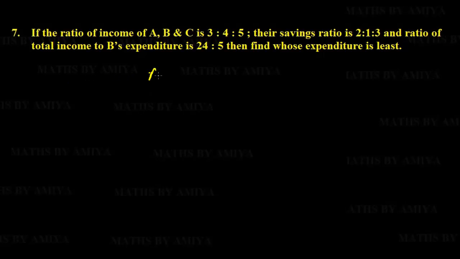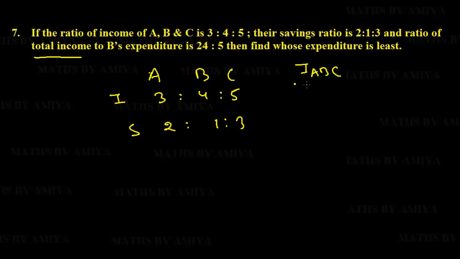I hope you have solved the question. Again, the income ratio of A, B, C is 3 is to 4 is to 5. The savings ratio is 2 is to 1 is to 3. The ratio of total income to B's expenditure is 24 upon 5. Then whose expenditure is the least? We have to solve this question, which is again a relation.